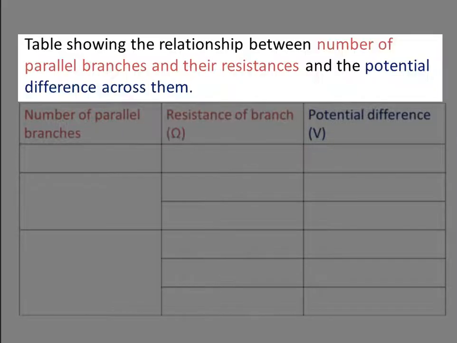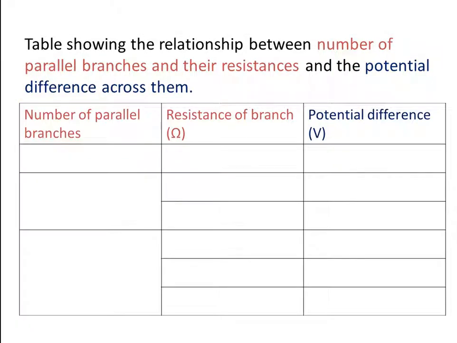We have one dependent variable, the potential difference across them. In other words, the potential difference across each branch. We shorten that in the table simply to potential difference. We could even call it voltage. Potential difference and voltage mean the same thing here, and the unit of potential difference is volts. Notice how I've structured the table.